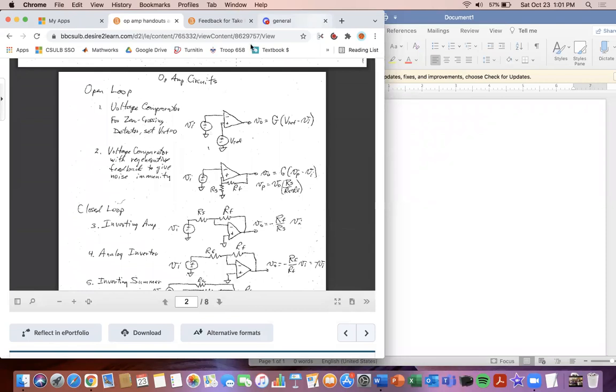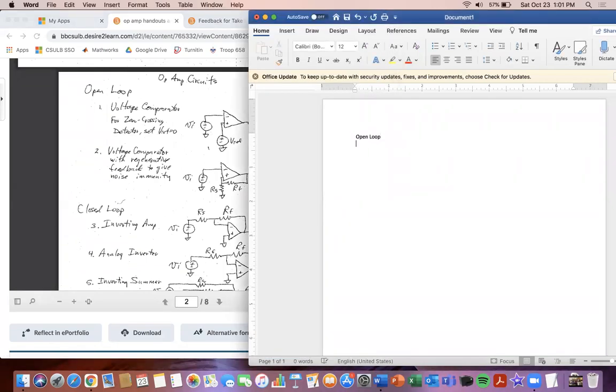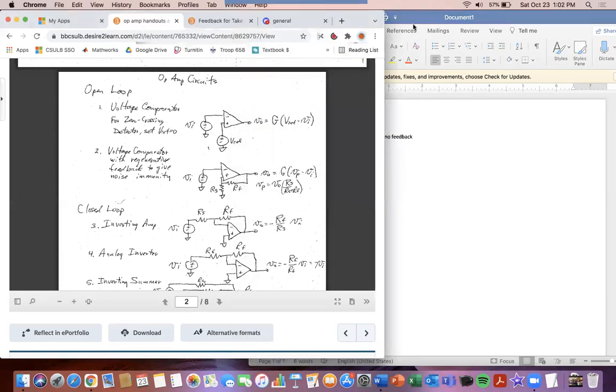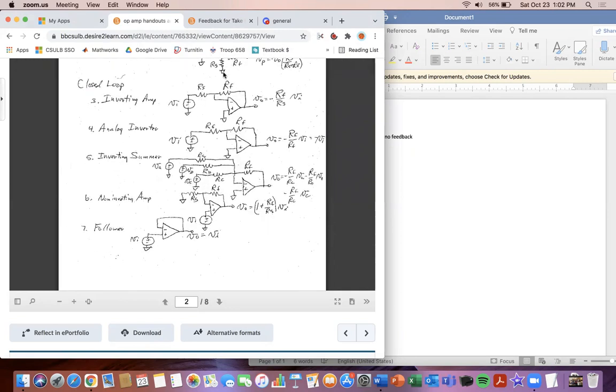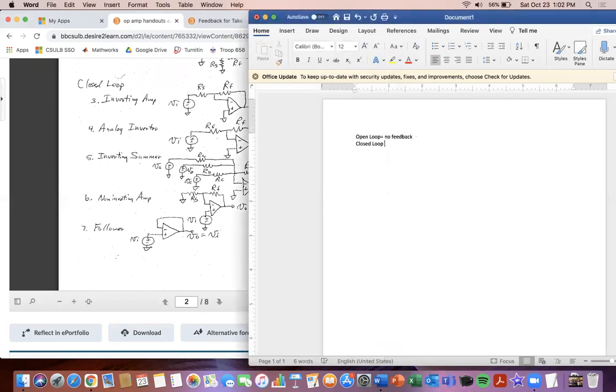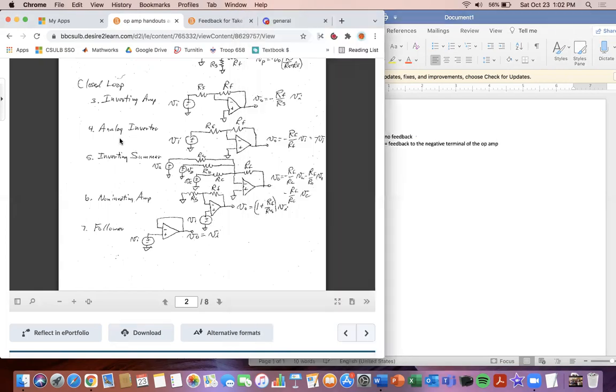We see the first one, which is open loop. There's a difference between open loop and closed loop. Open loop is basically no feedback. If you look here, there's no feedback, and by that I mean there's no connection to this negative terminal here. In the closed loop here, we have a connection to the negative terminal. If we scroll down, we have another connection to the negative terminal. So that's what closed loop versus open loop means: open loop, no feedback, where this is feedback to the negative terminal of the op amp. So now we know the difference between the two.